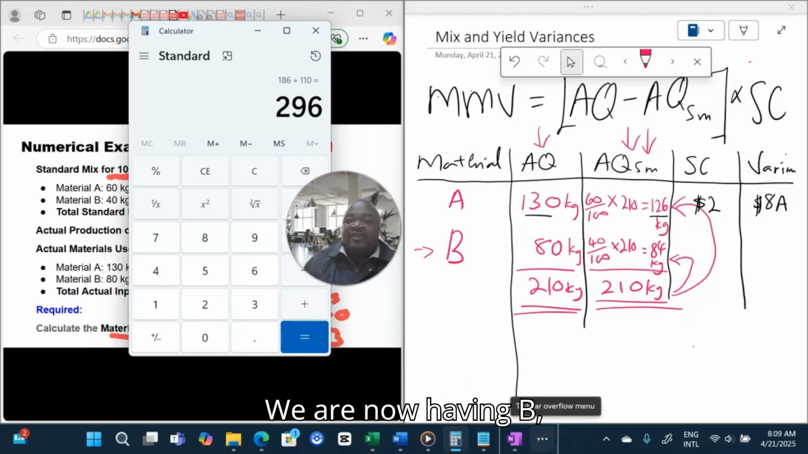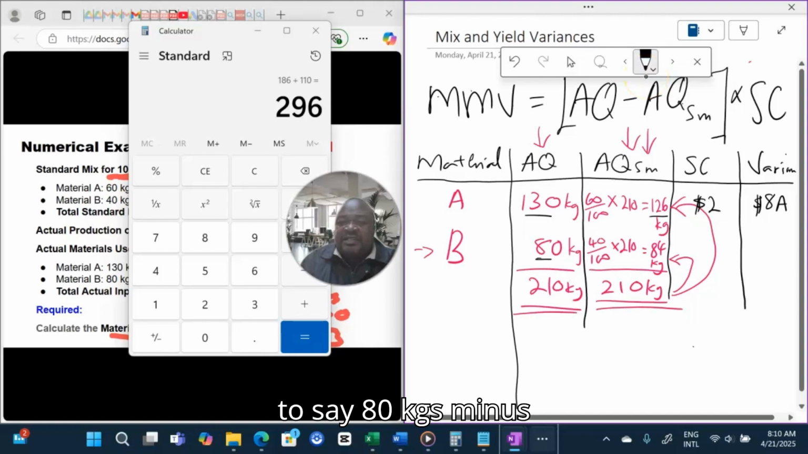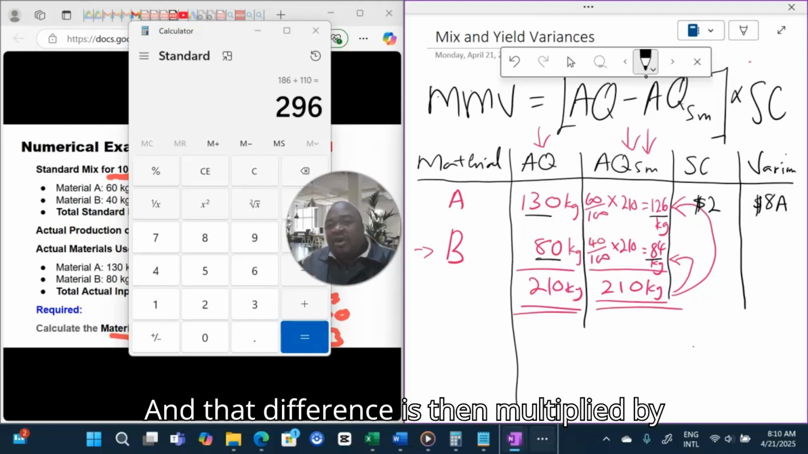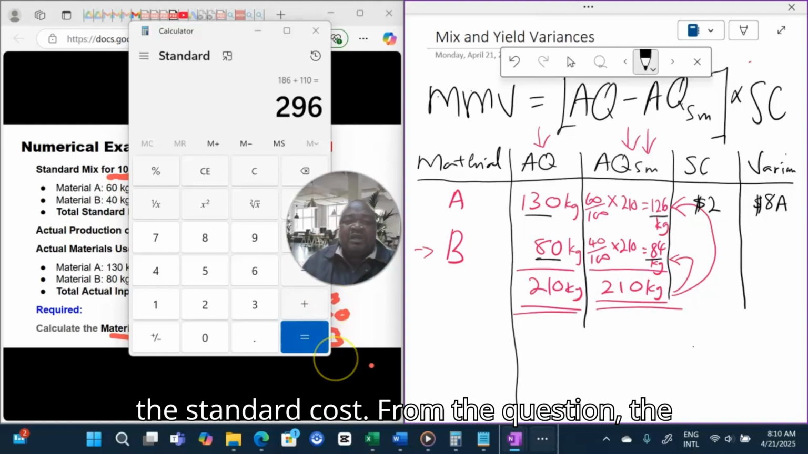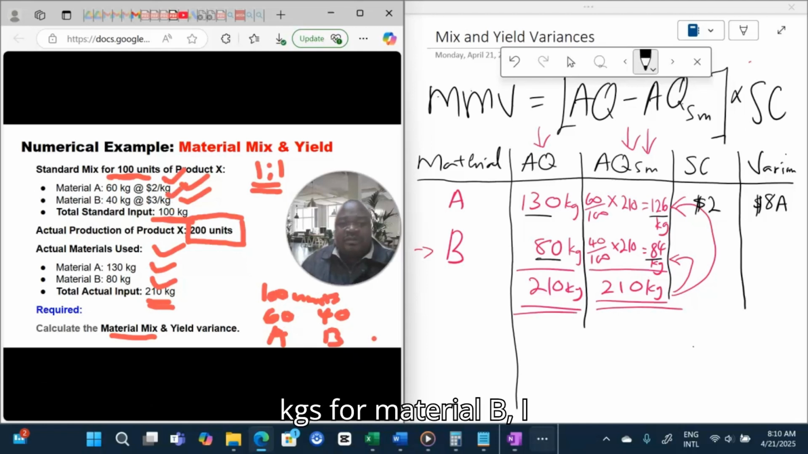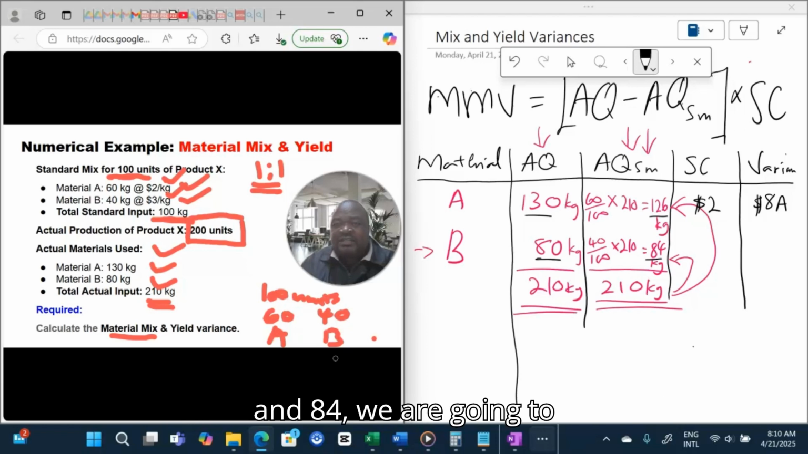we are now having B, all right, and for the computation of the difference, we need to say 80 kgs minus 84 kgs, and we should get 4 kgs difference. And that difference is then multiplied by the standard cost. From the question, the standard cost is $3 per kg for material B. So $3 multiplied by 4 kgs, which was the difference between 80 and 84. We are going to get 4 multiplied by 3, that's $12.